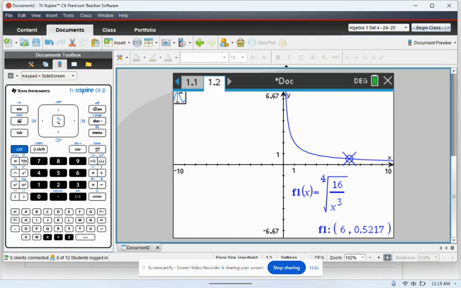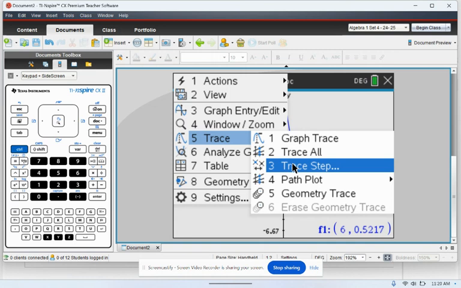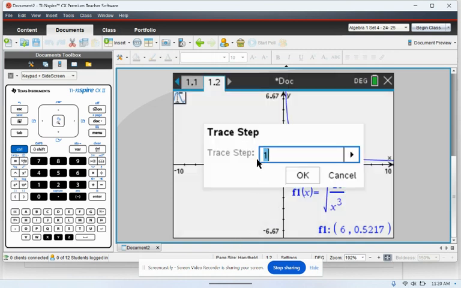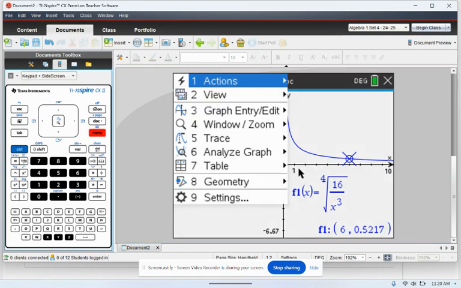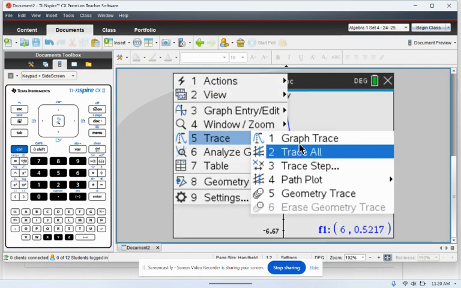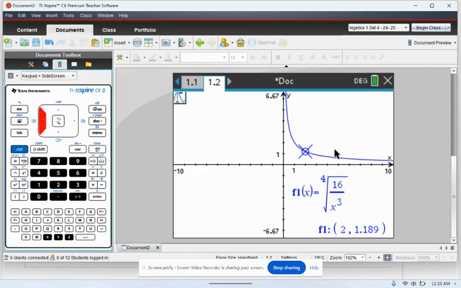So a lot of you guys had trouble where you were like, we never learned how to do this, right? So I want to show you how you can move back and forth along the graph and look for all the points along the way. You do menu 5, 3. You tell the calculator what to count by. I want the trace step to be 1 unit as I go through the graph. And then menu 5, 1 puts the little blinky dot right here on the graph, so then I can trace back and forth.